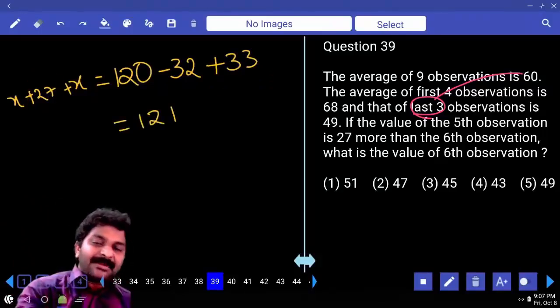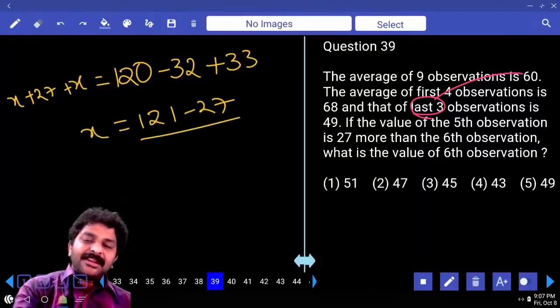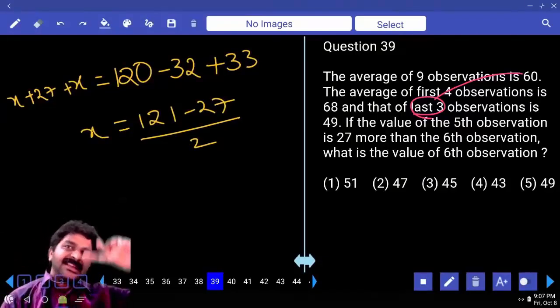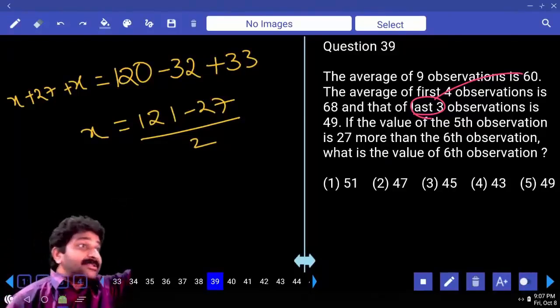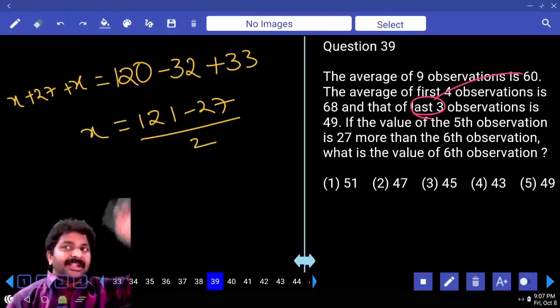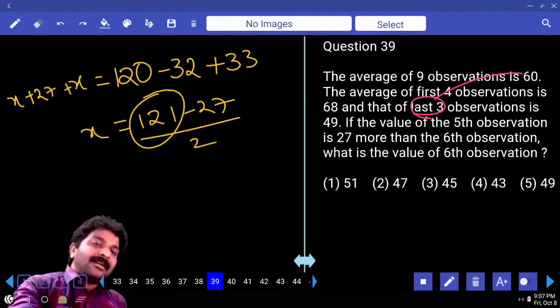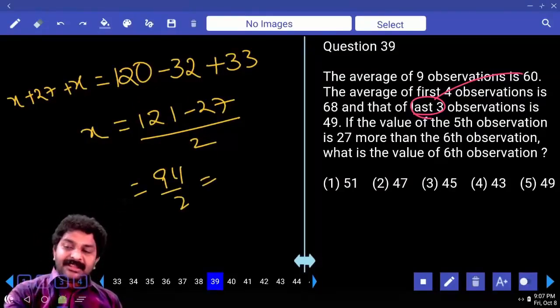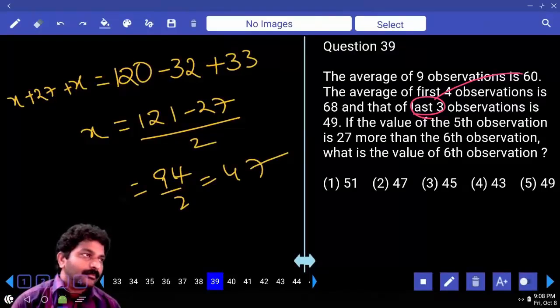27 goes to the right hand side, becomes minus 27. That is 2x only. Then the x value is equal to that divided by 2. Instead of subtracting 27 at a time, subtract 21 first, then 6 later. Why 21 first? Because we have 121. Subtract 21 first, then we can subtract 6 later. When you subtract 21 from this number, how much is left? 100 minus 6? 94 divided by 2. Answer 47. Second option, final answer. Over.